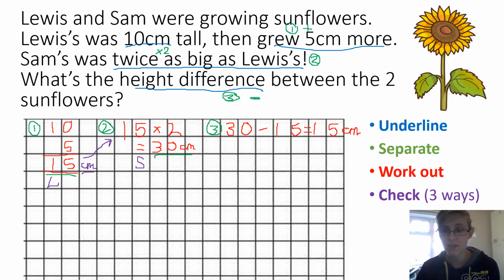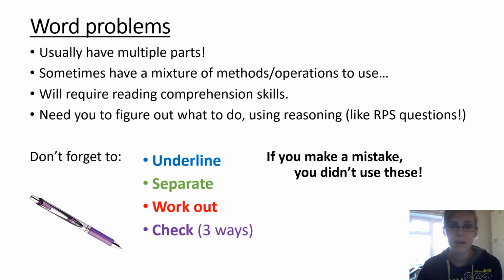But there you go. So that's our last question there. They're just trying to get you to use your brain, so you really need to read them carefully. But working them out like this is just as good. Cool. Word problems. They usually have multiple parts. They sometimes have a mixture of methods or operations to use. You need to use your reading comprehension skills, just like for that last one, to work out what you need to do. And you need to figure out what to do using your reasoning, like on our RPS questions. So make sure you're listening when you're reading it out loud to make sure you don't miss anything important. Make sure when you're reading you don't miss one of those important action words.